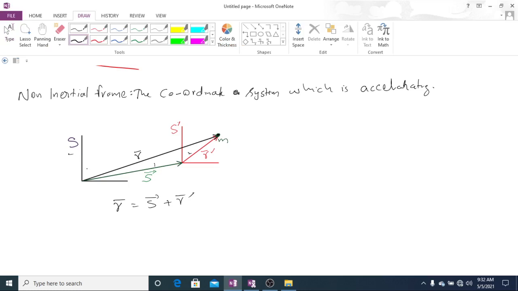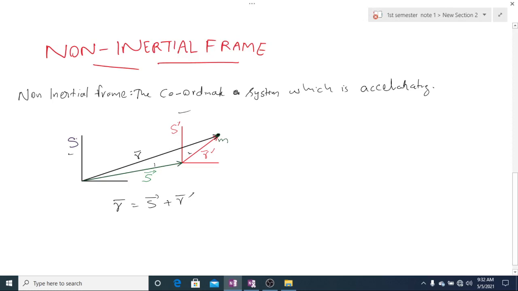In the last topic we have mentioned that S prime is not accelerating with respect to S. That's why we mentioned in the last video that both are inertial coordinate systems, but now we are discussing non-inertial coordinate system. Therefore S prime is accelerating with respect to S.